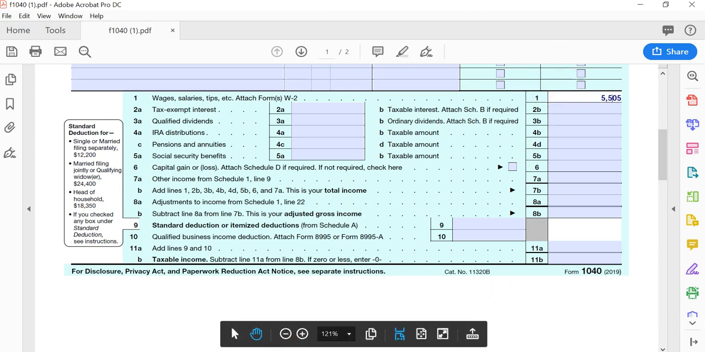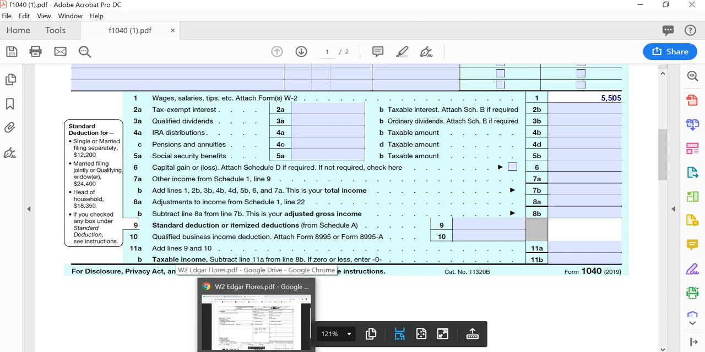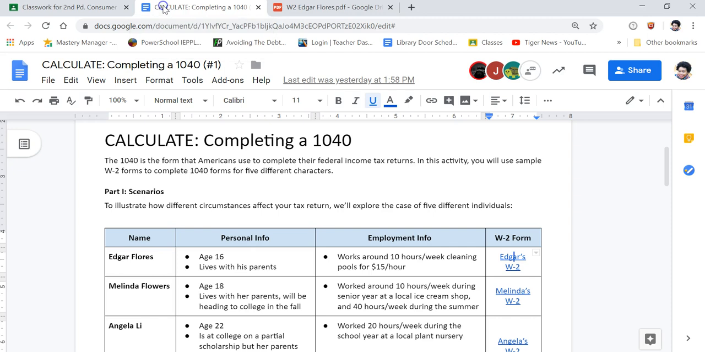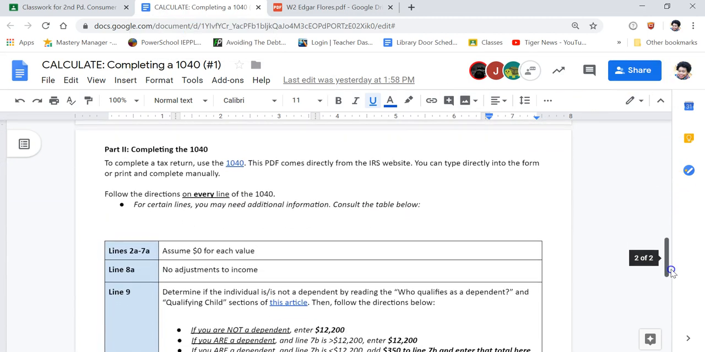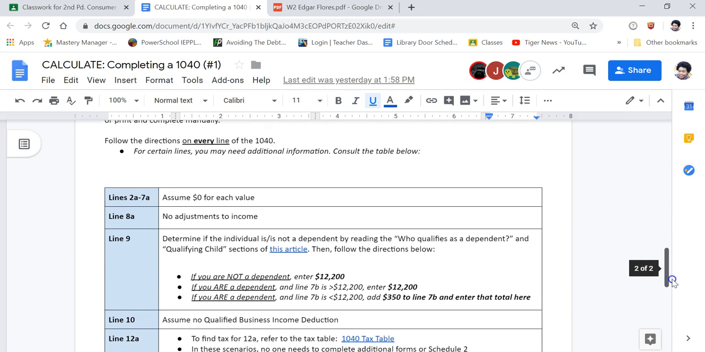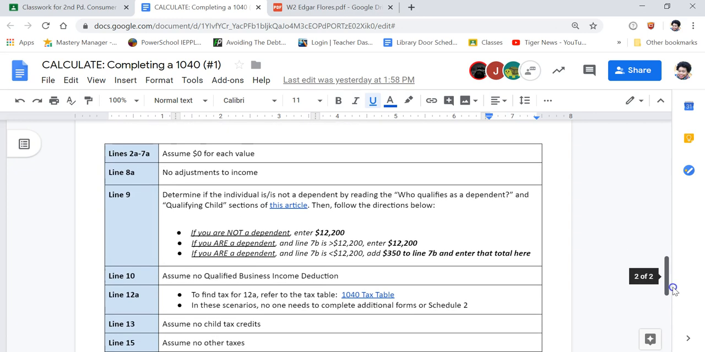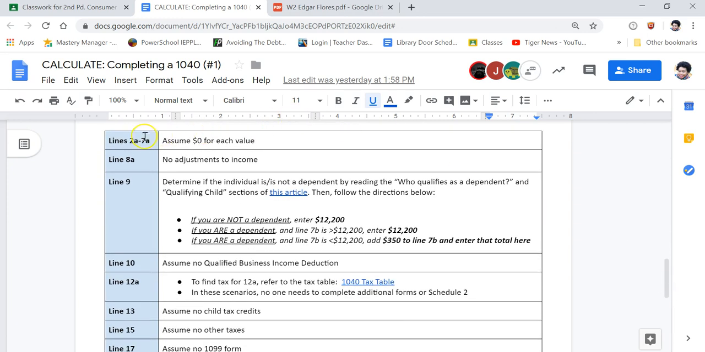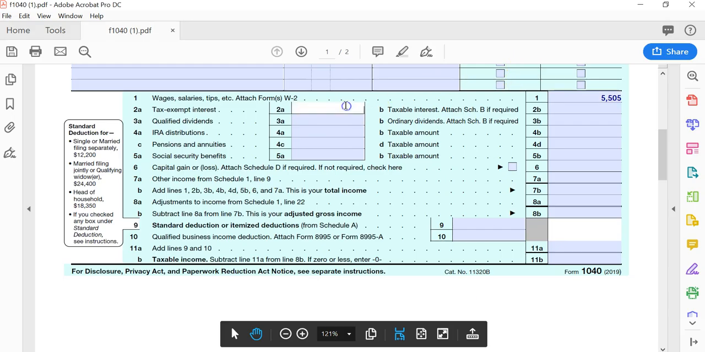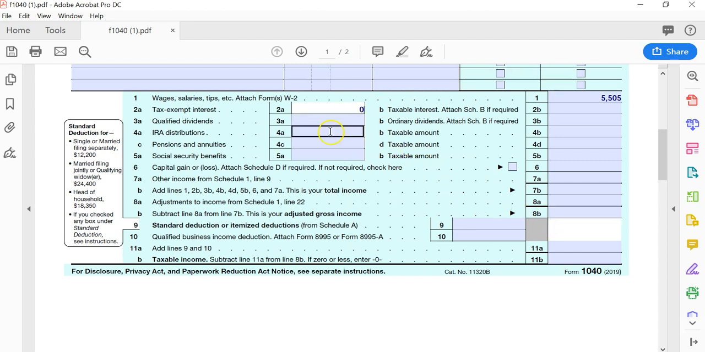If we go back to that assignment then, looking at the next questions, 2A, 3A, etc., there's a little cheat sheet there on the assignment. If we scroll down, it tells us that we're following the directions on every line in the 1040, but for certain lines, you may need additional information. You're going to consult this table here. So right here it says for lines 2A through 7A, assume 0 for each value. So on the 1040, we're going to put 0 for each of these boxes here.